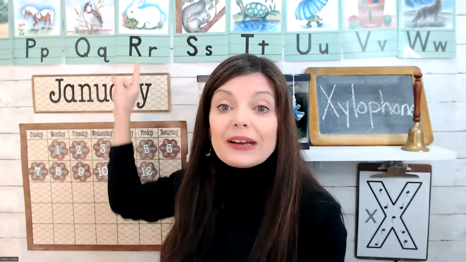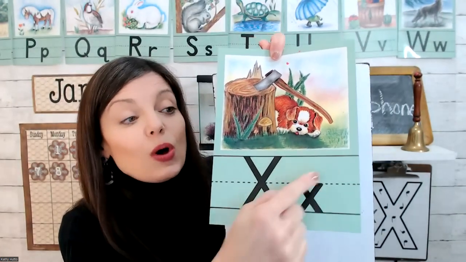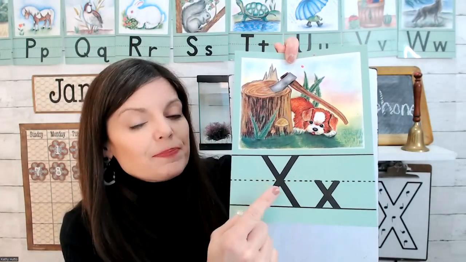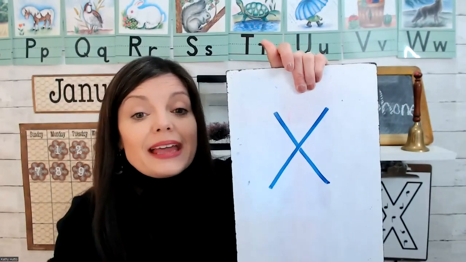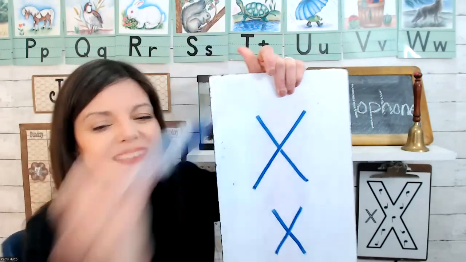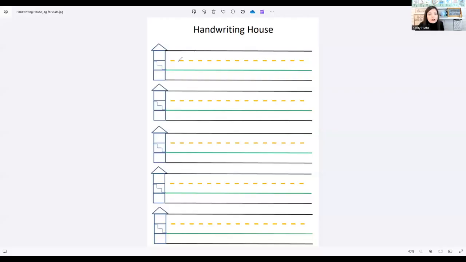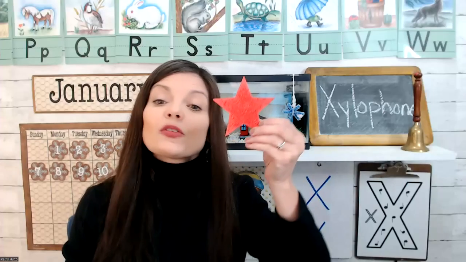Well, every letter has two. Uppercase, lowercase. And here's lowercase X. They look the same. Lowercase is just smaller. So let's make a lowercase letter X. Slide this way, slide that way. If you're using handwriting paper, then that lowercase X is going to be downstairs. This way, that way. Crisscross. Great job! I want to give you a sticker for your handwriting paper.